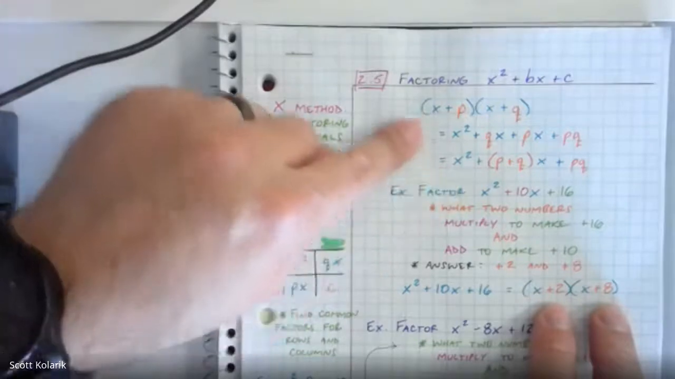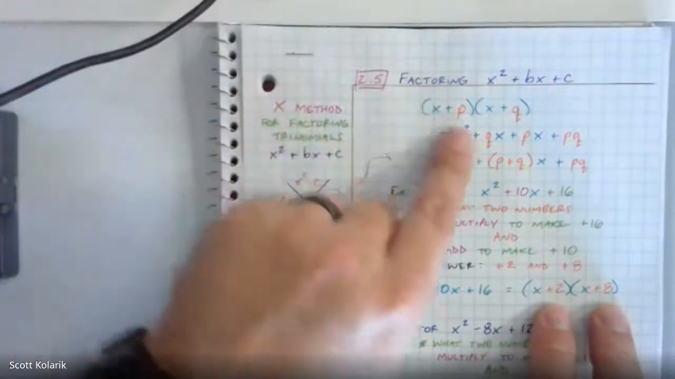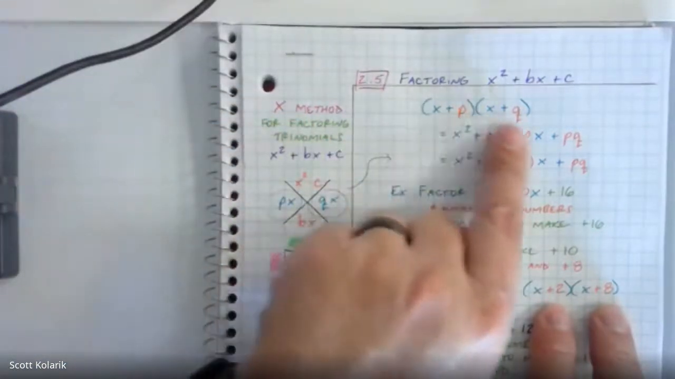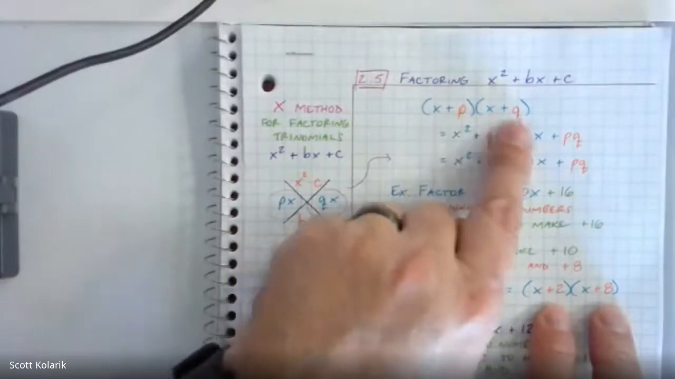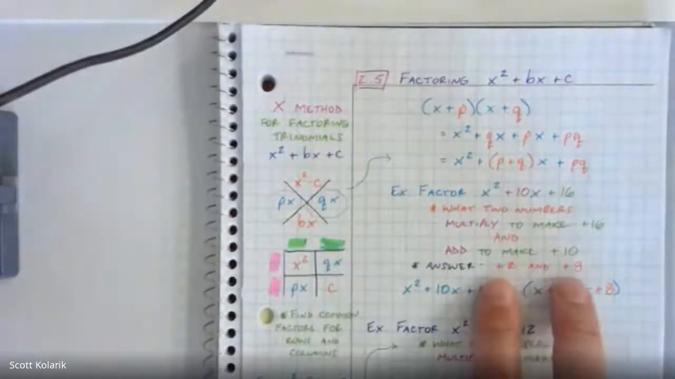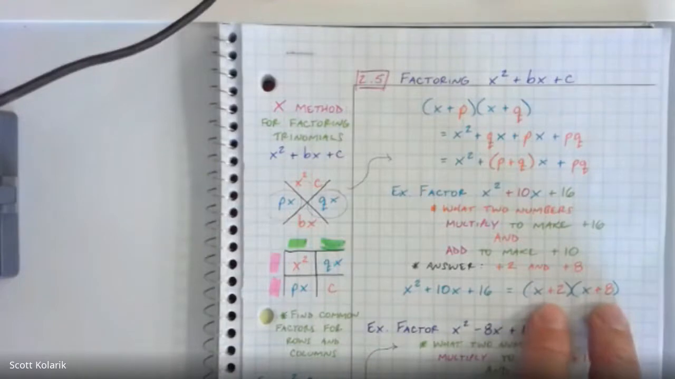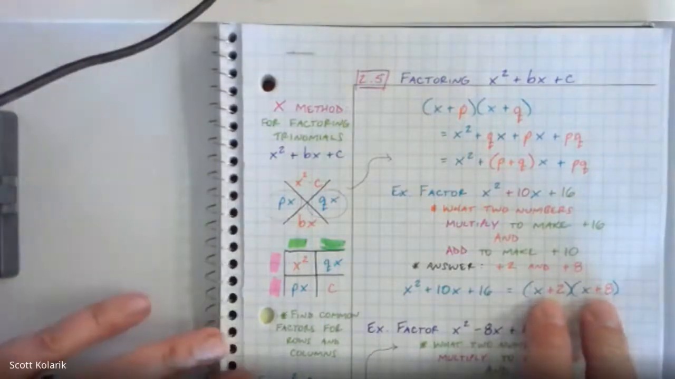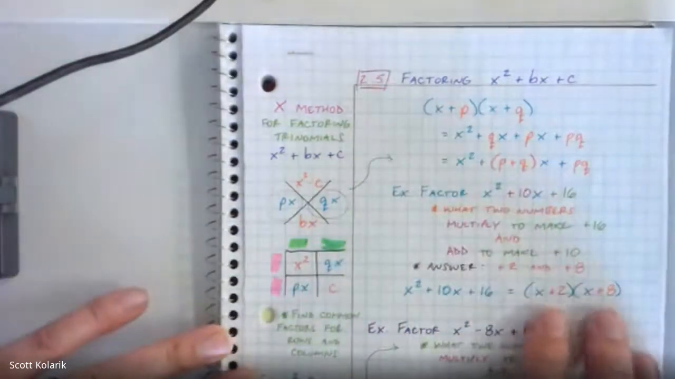But this is the structure I'm going to build into. So I basically just need to figure out what P is, what Q is. Well, in this example here, P and Q are positive 2 and positive 8. And I get x plus 2 times x plus 8. I went into a lot of detail getting to this spot. It'll go a lot faster once you get used to it.